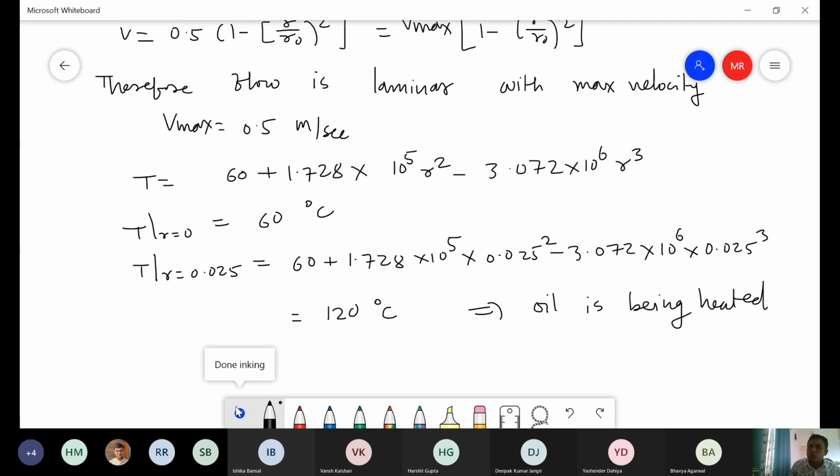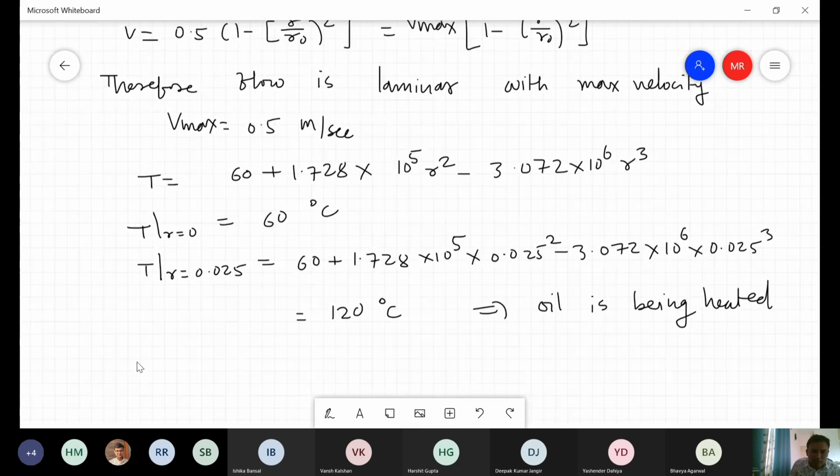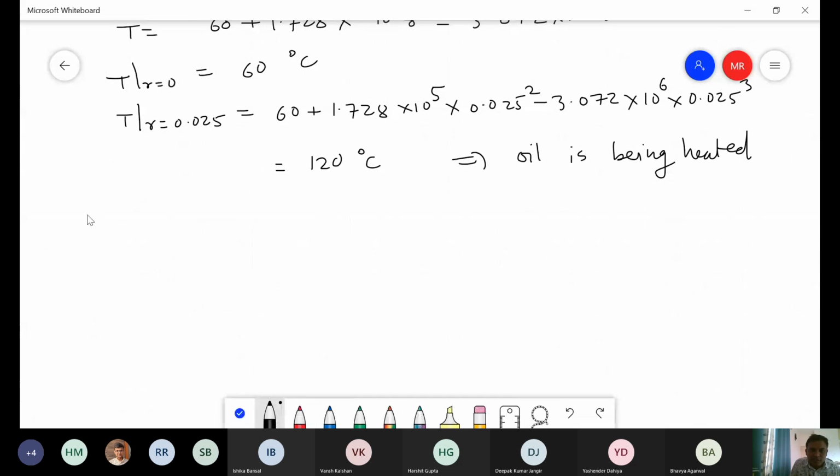So both ways we can prove that the oil is being heated. Now the third part is we have to find out the average velocity, isn't it? In part C, what is being asked is the average velocity. Calculate the average velocity of the oil.